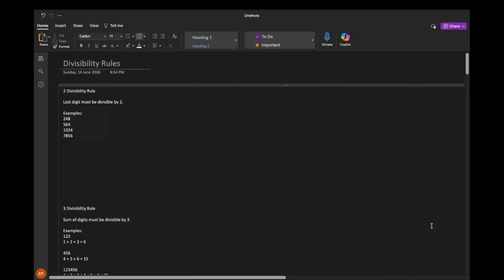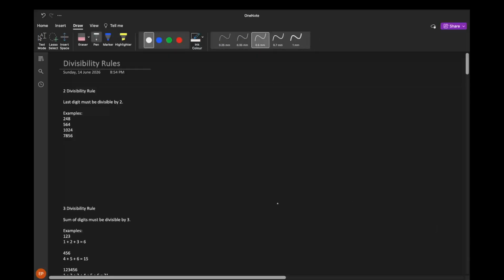Hello everyone, welcome back. Today we will discuss divisibility rules. The divisibility rules will help us in fast calculation. Let us see about 2, 3, 4, 5, 6 till 9 and we'll see up to 11 also.